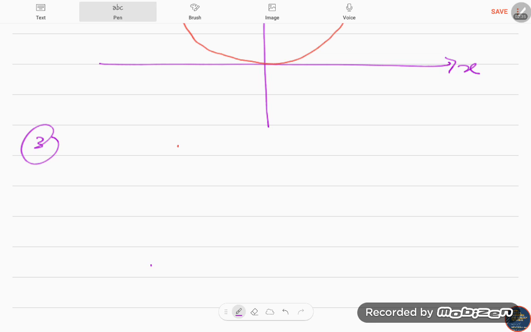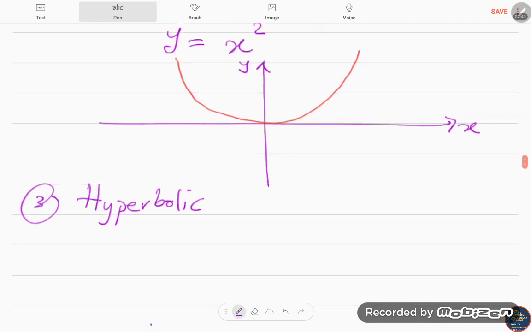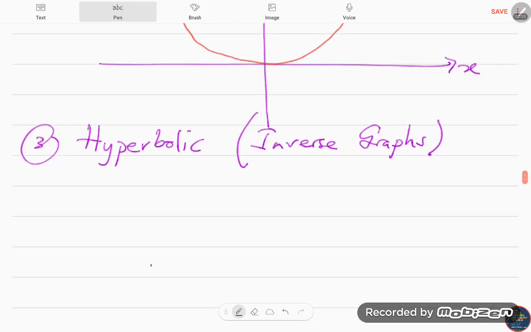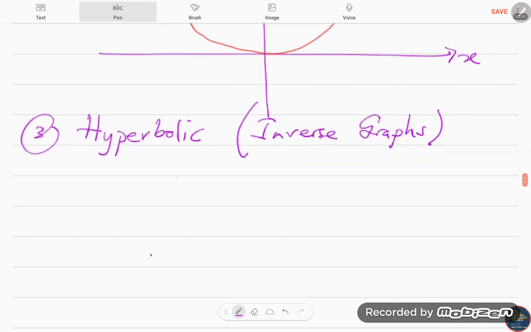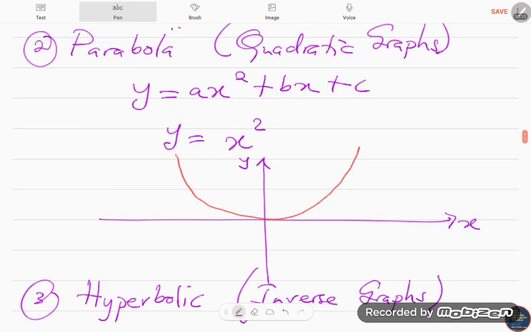The third type of graph that we need to know are the hyperbolic graphs, or the hyperbolas, which we also know as the inverse graphs. Now, what we mean by all this is that the function is usually going to be, this is the basic function, okay? And that's the one that we're going to draw for, but you can find it in many different types, which we're going to explore again.